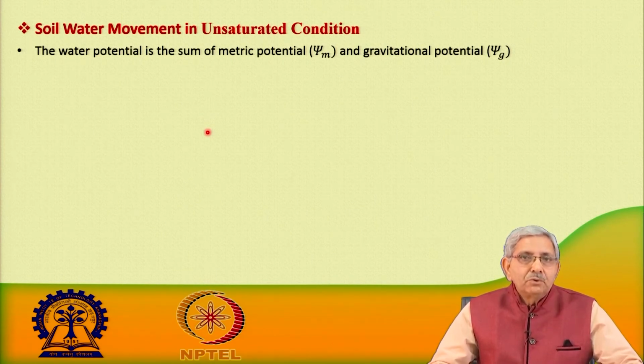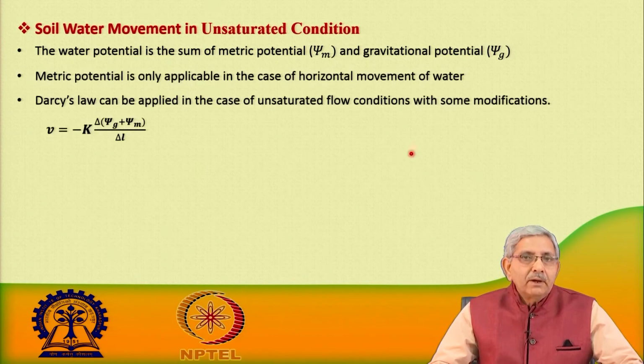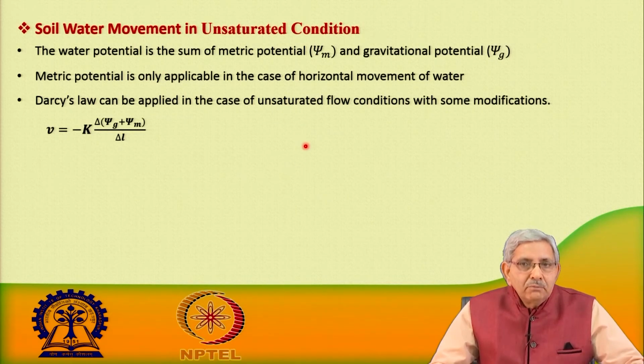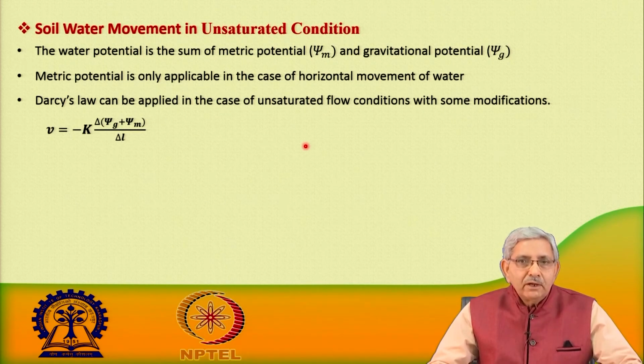unsaturated flow. So, water potential, that is the matric potential, is the only dominating case. The gravitational potential does not dominate in this case, but we do take it into consideration when we are taking a soil column, when it is a vertical soil column. So, this Z value is considered.